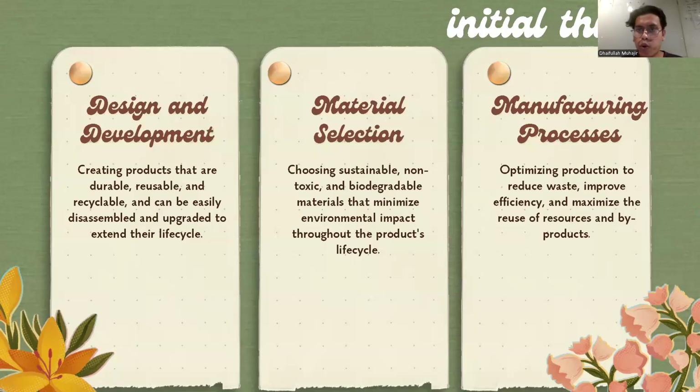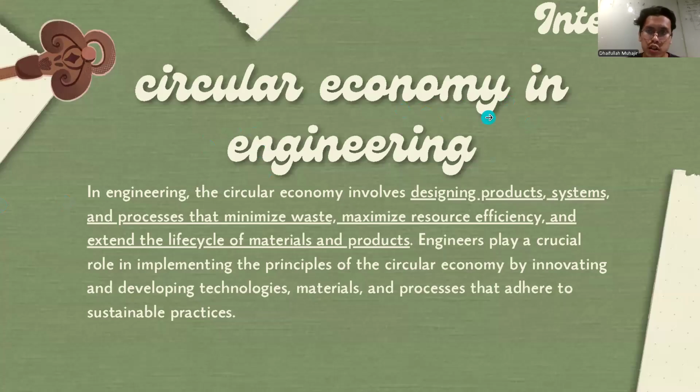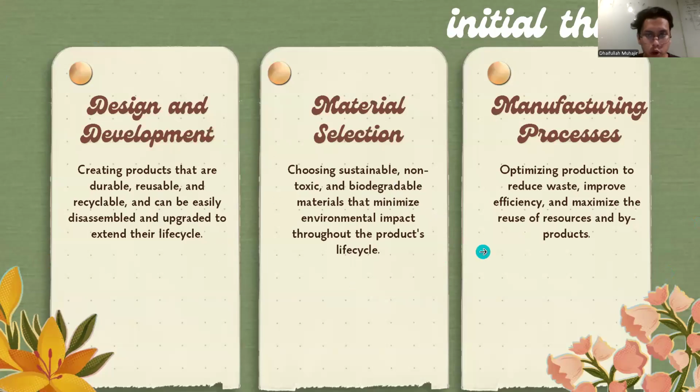And then we enter the second point, which is initial thinking. Initial thinking is identifying and analyzing the important components within the existing issues. What is important from circular economy in engineering are these three big points: design and development, material selection, and manufacturing process. Why is it important? Because these three points affect circular economy in engineering so much. Design and development is creating products that are durable, reusable, and recyclable, and can be easily disassembled and upgraded to extend their life cycle.